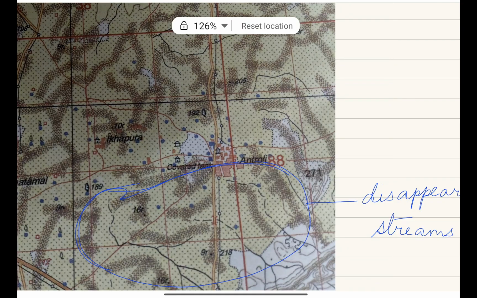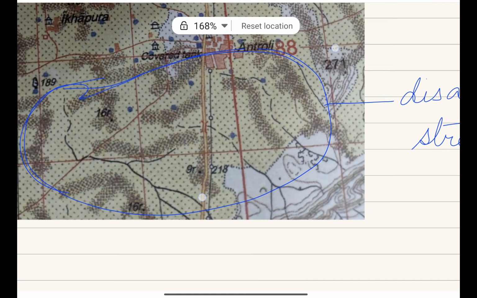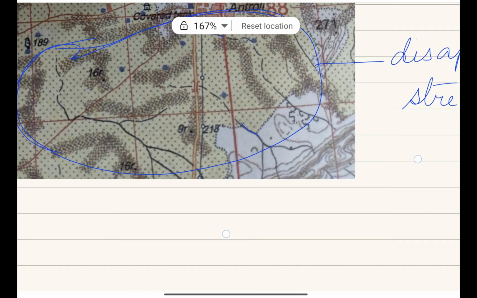Here you can see a few symbols of disappearing streams. You see this black line shows that this is a dry stream or seasonal stream, and these brown patches symbolize sand dunes. So when these sand dunes came, this river percolated down, and therefore these broken lines indicate that these are disappearing streams.